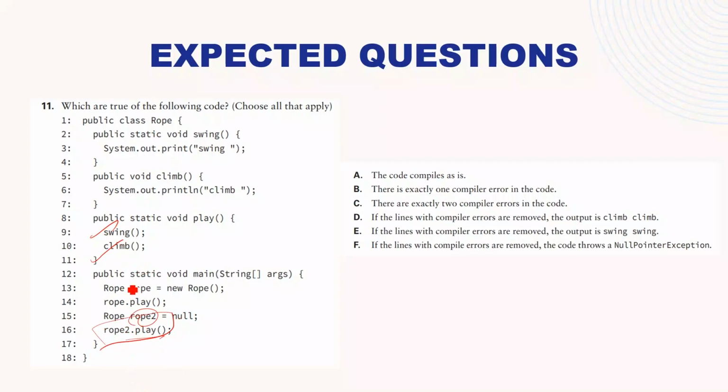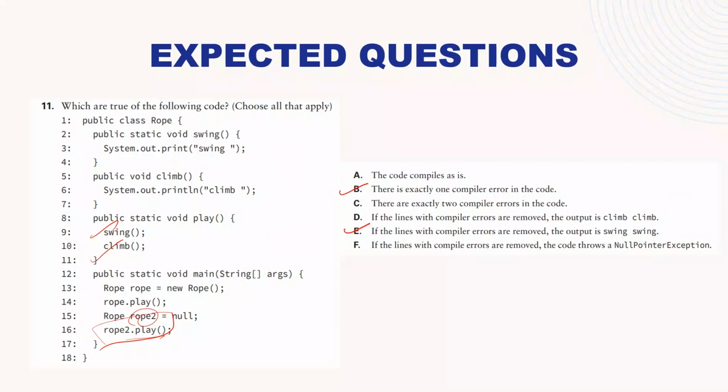All right, there's some stuff happening over here. So what is the correct option in this case? I already figured out what it is, and I would say the correct options are B and E. B says there is exactly one compiler error in the code, and E says if the lines with compiler errors were removed, the output is swing. Why is that the option in this case? First of all, line number 10 does not compile. This line that I have marked over here doesn't compile.